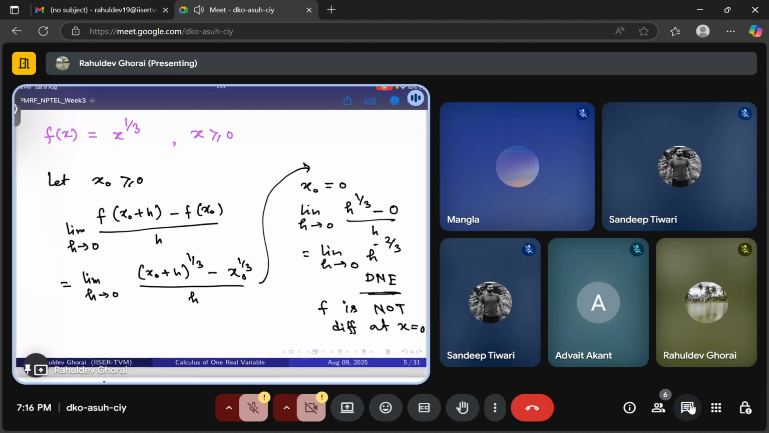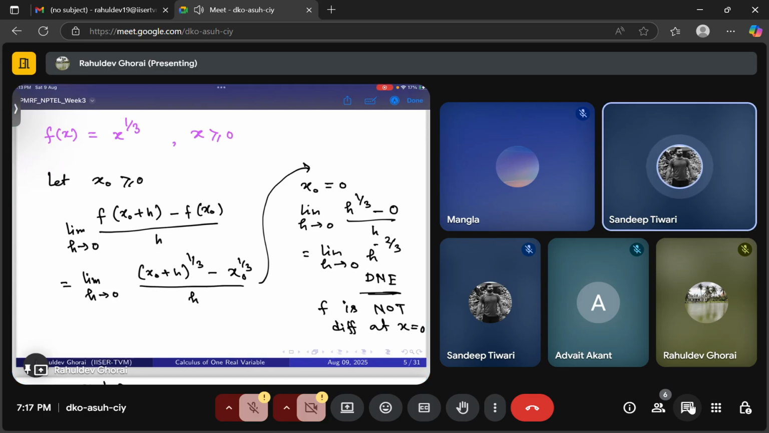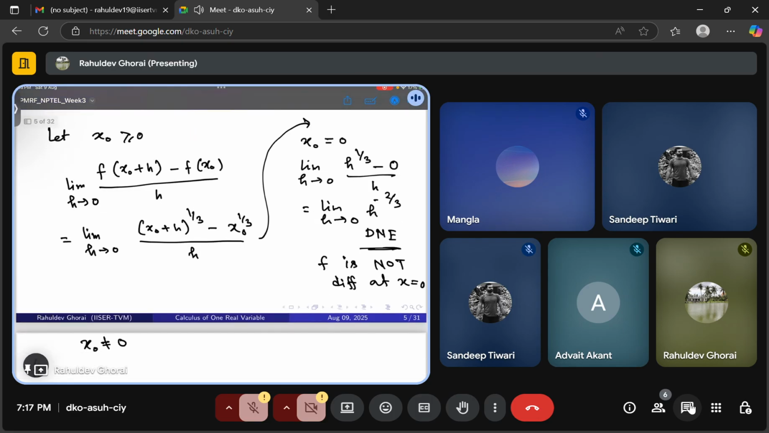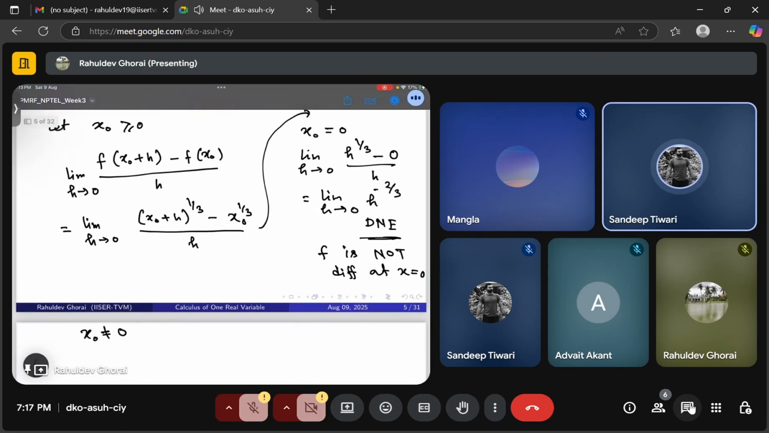Someone is telling me to take x naught outside. What do you mean by outside x naught? Please speak. I wanted to use binomial expansion. Okay, binomial expansion, then you try with that. But sir, it is anyway fine, sir.